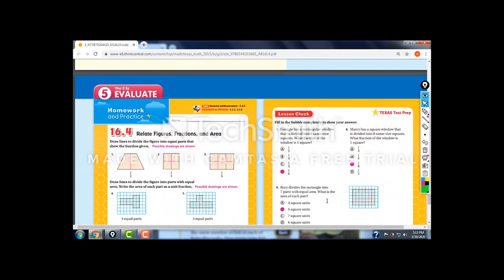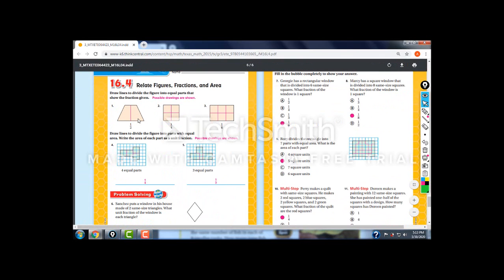Let's look at your homework. It asks you to divide the trapezoid in half, the square in half, and the rectangle into equal parts. So it should look something like this. Okay? So when we divide it into equal parts, we call this line a line of symmetry. So the next one is draw lines. You have these shapes here, and you have to figure out, well, how many. Write the area of each part as a unit fraction. Okay, so now you have to figure out this first.